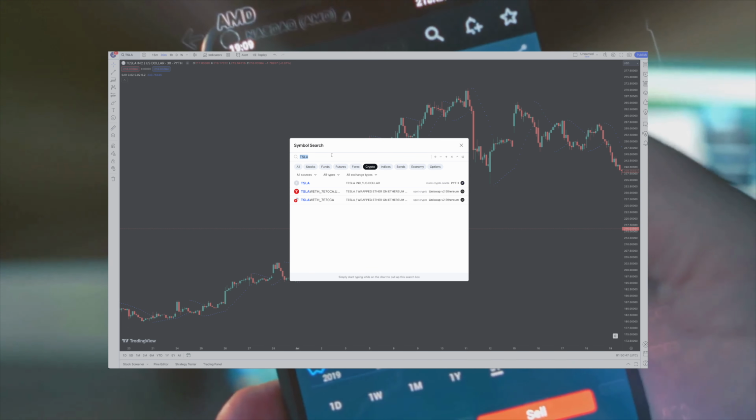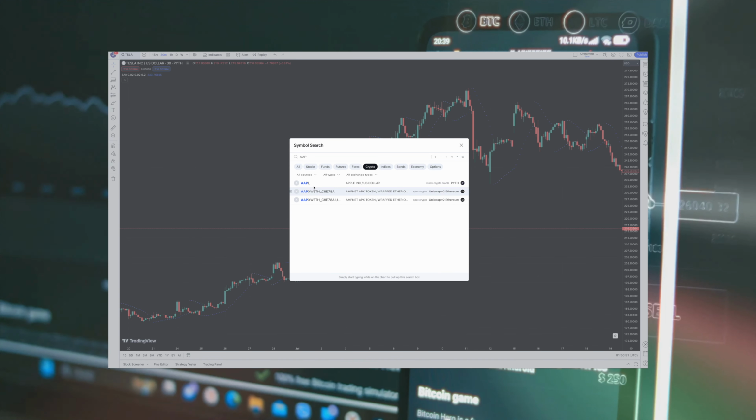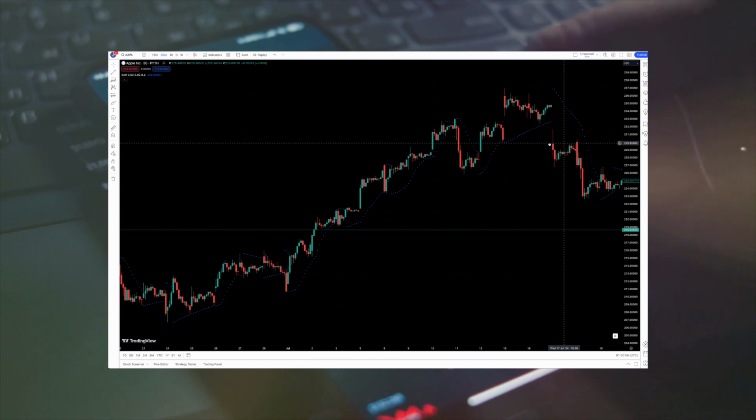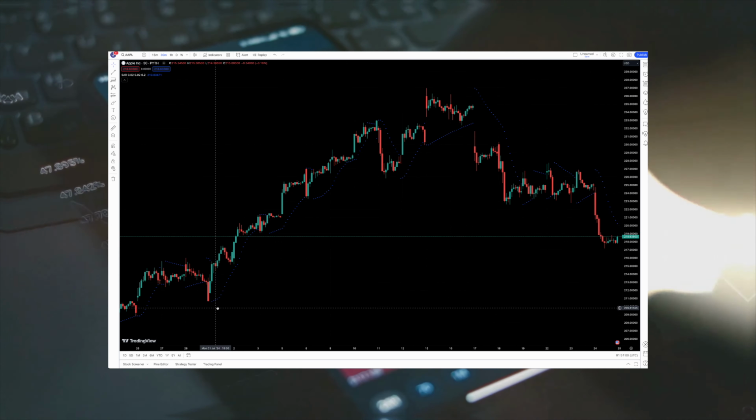Imagine trading a stock where the price has been rising steadily. As long as the Parabolic SAR dots remain below the price, the uptrend is confirmed. Once the dots flip above the price, it signals a potential trend reversal, suggesting it might be time to sell.